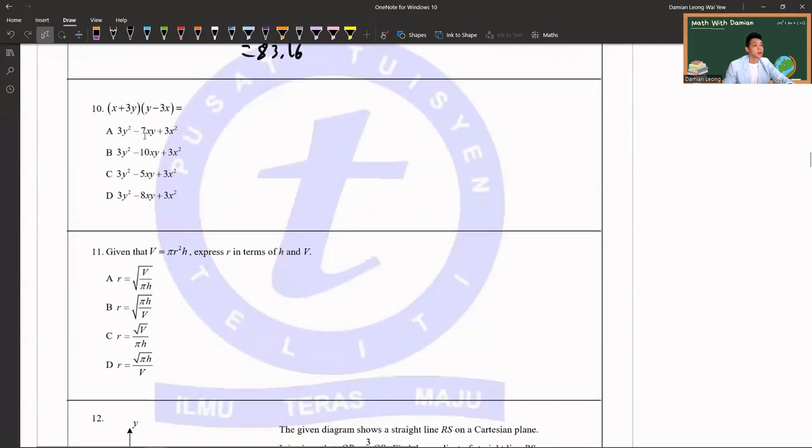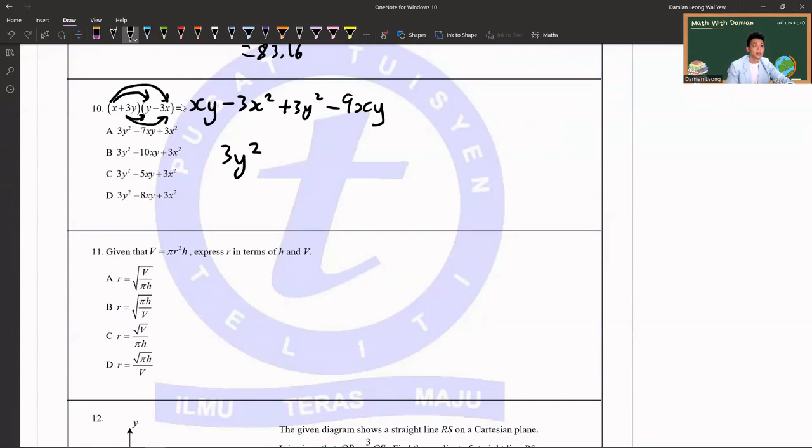Question 10. Very simple, just expand these brackets, expanding the factorized form. So we just multiply and expand one by one. x times y, xy, x times negative 3x, minus 3x squared, 3y times y, plus 3y squared, 3y times negative 3x, minus 9xy. Then we simplify. Since they put 3y squared in front, I also put 3y squared in front. Then the xy, positive 1 minus 9, so I get minus 8xy.